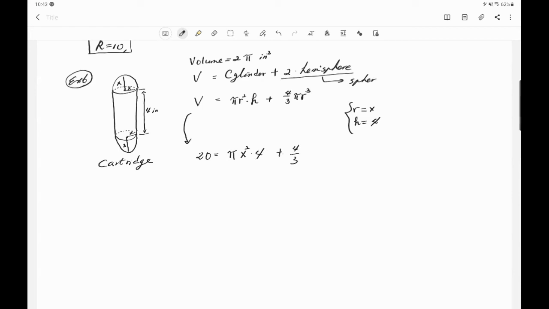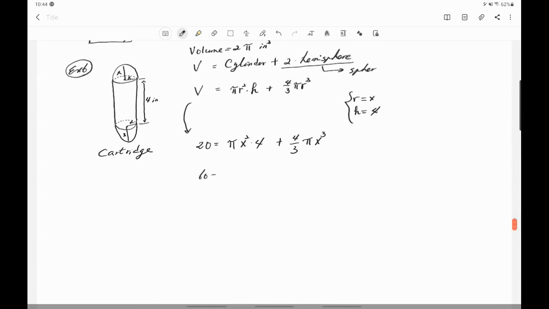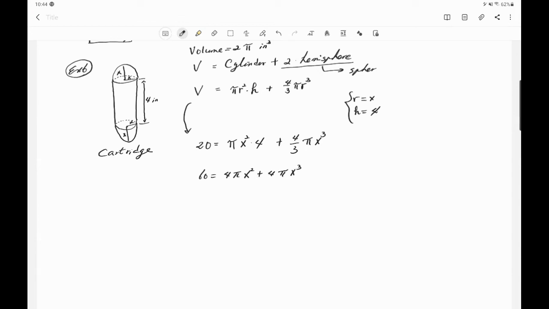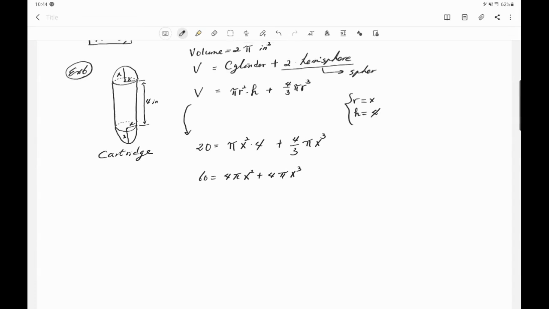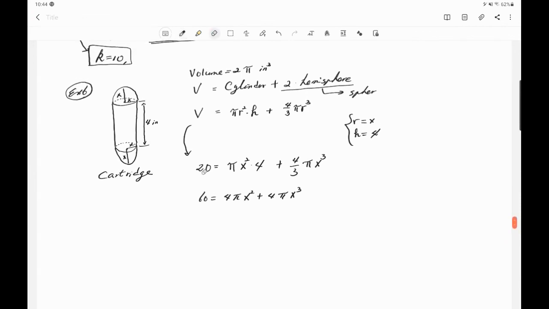And then the volume of a sphere is 4/3 times pi r cubed. So r is x, so x cubed. Let's solve this. Sorry, I copied it incorrectly. This is 2 pi, isn't it? Yes, that's 2 pi.